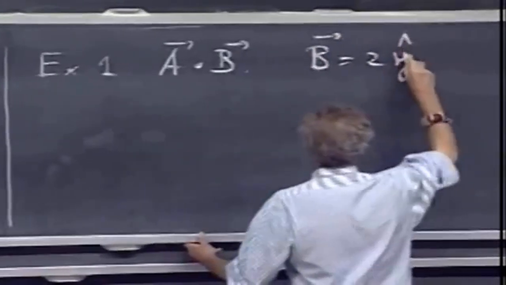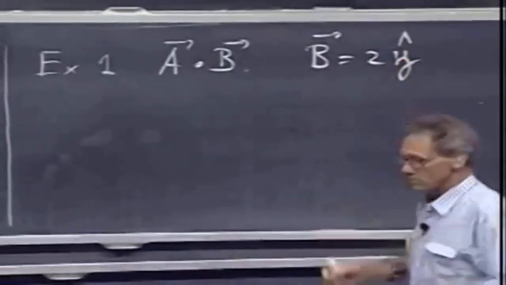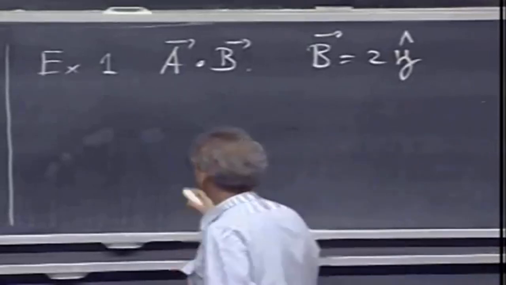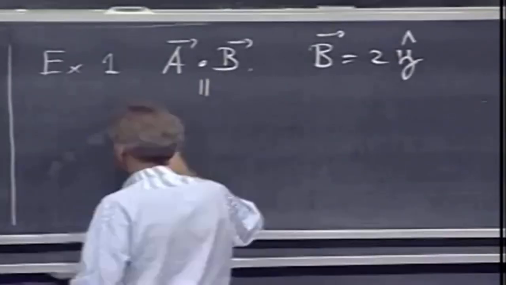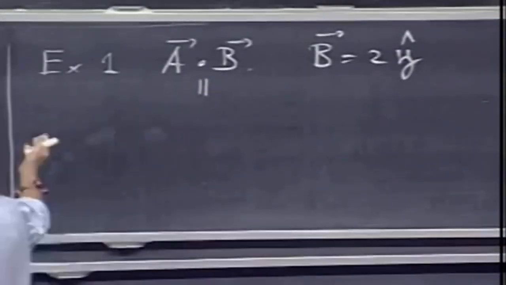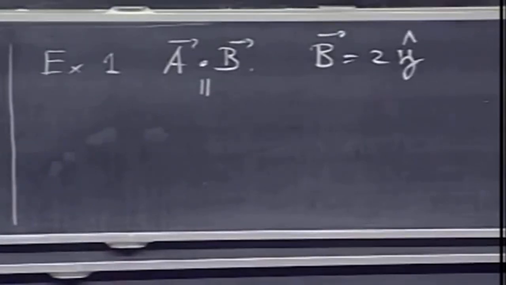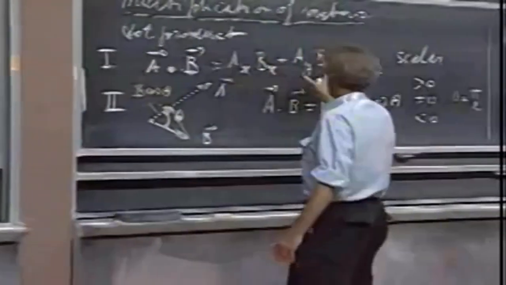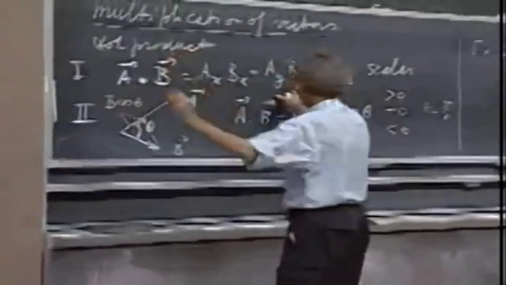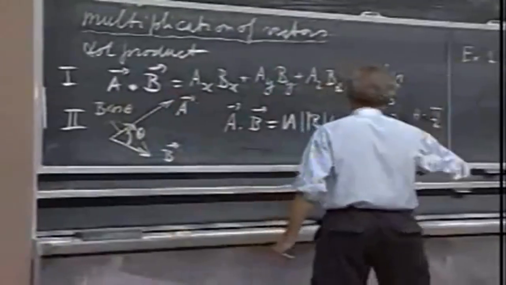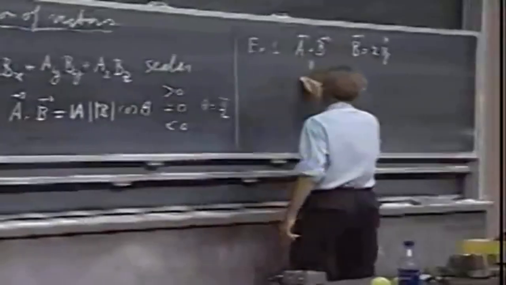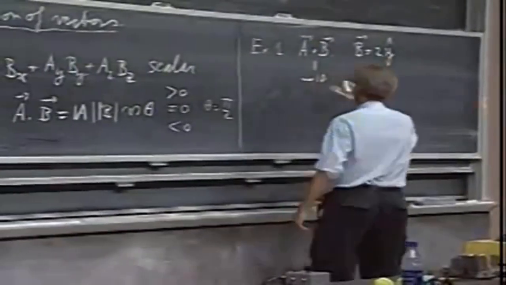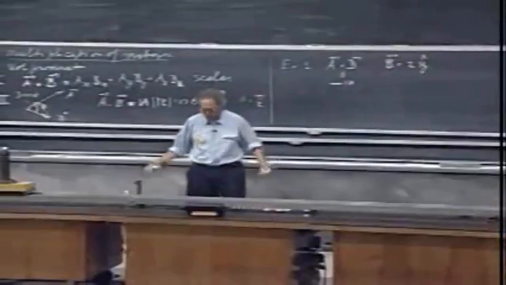2y roof. That's all it is. Well, what is A dot B? A dot B, there's no x component of B, so this term becomes 0. There is only a y component of B, so it is minus 5 times plus 2. So I get minus 10 because there is no z component. Simple as that. So it's minus 10.